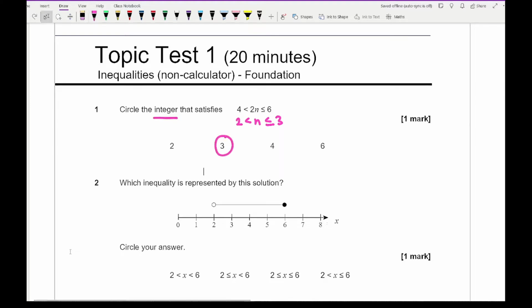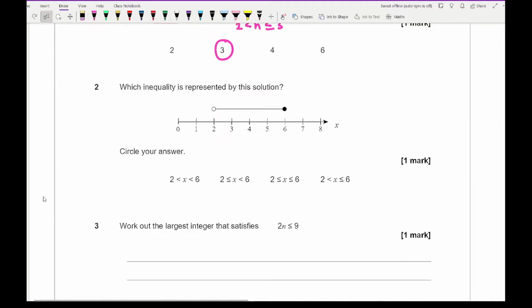Now the question says circle the integers, so the only real integer it can be is going to be 3. For question 2, it says which inequality is represented by the solution. So we're looking for 2 and 6 as our two upper and lower numbers, and we're looking for the inequality next to 2 not to have a line underneath it, but the inequality next to the 6 to have a line underneath it, and that's going to be our fourth option.